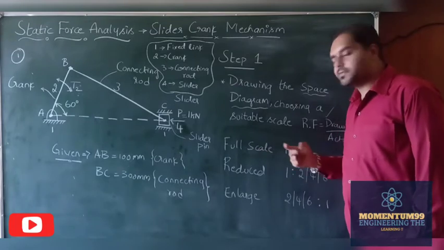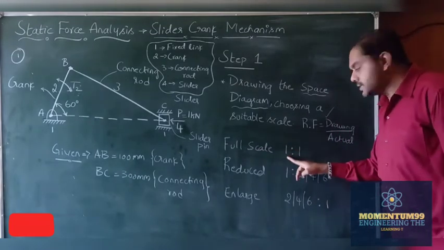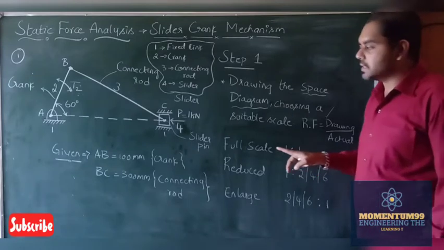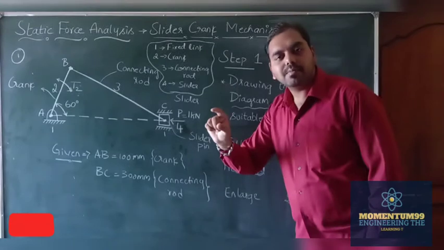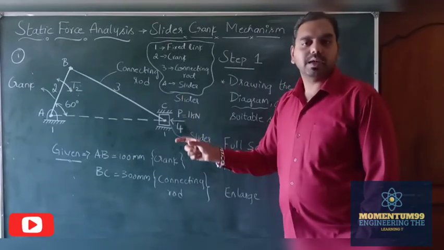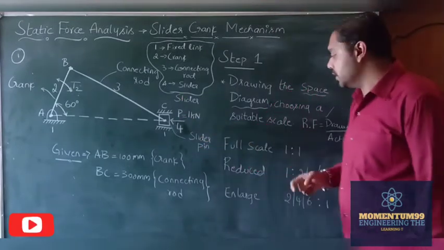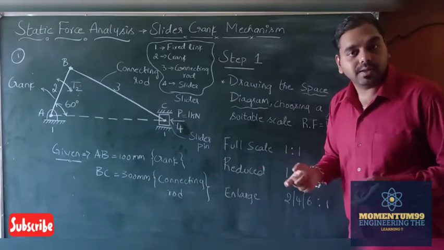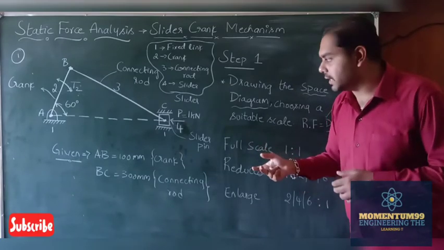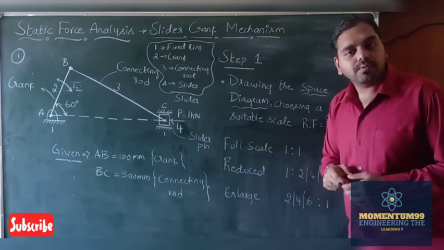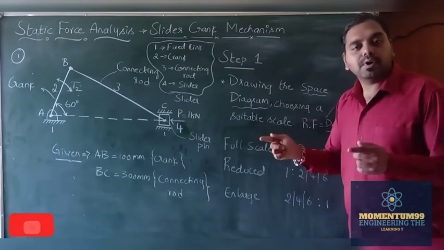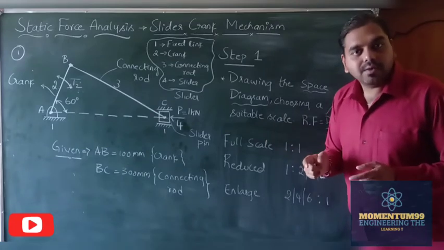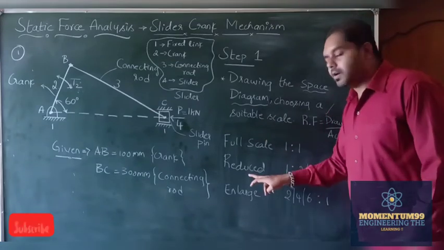Now, what do you mean by this full scale? Our drawing size will be equal to the actual size of the mechanism. So if it is given as 100 mm, we will be drawing the same length 100 mm and we will be denoting the dimension. In certain cases, we will have a very large dimension. For example, they will be giving us 900 mm, very large dimensions like this. In such cases, we will not be able to accommodate such dimensions on our A4 size sheet booklets. Then we will make use of a scale called the reduced scale.